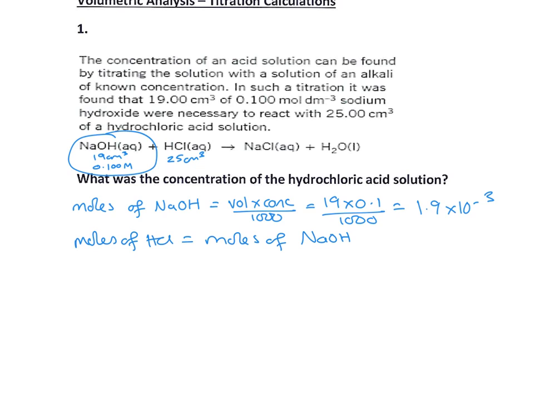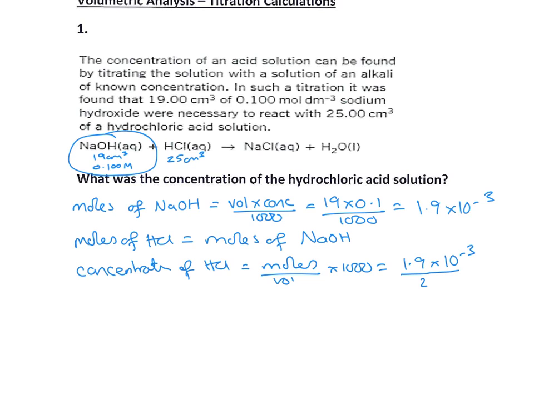Now we've got the moles of HCl and we've got the volume, we can work out the concentration. And we can do moles divided by volume times 1000. The moles are 1.9 times 10 to the minus 3. The volume in the question was 25. So that gives a concentration of 0.076 moles per decimetre cubed.